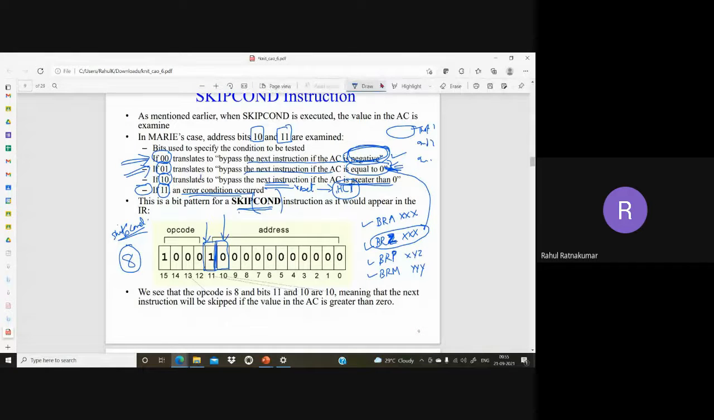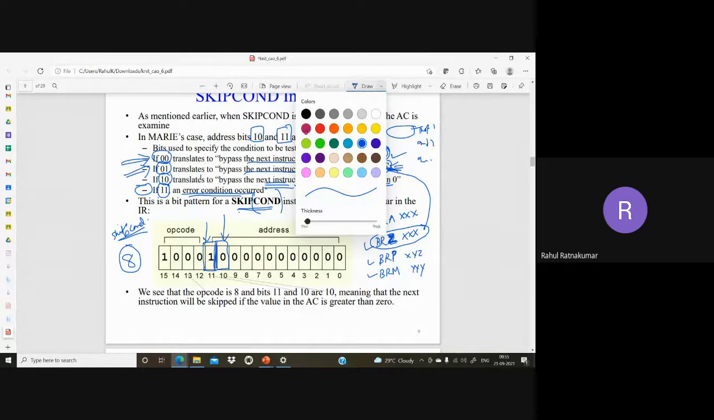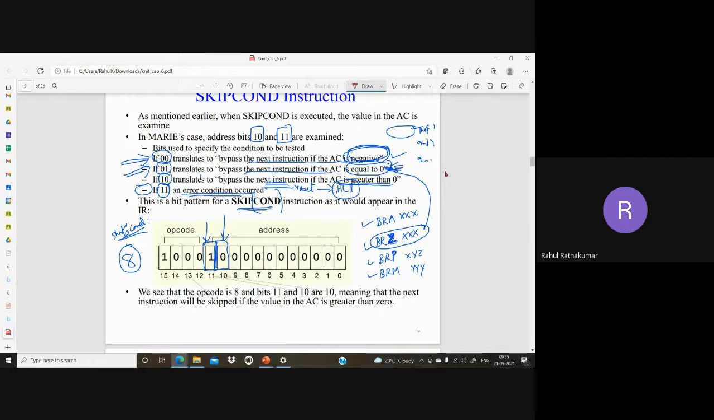I hope it is clear. It may be a bit difficult in the starting, but as you get the importance of this, you'll be easily able to appreciate why it is. So BRZ, branch if 0 in LMC, can be compared to the middle one.